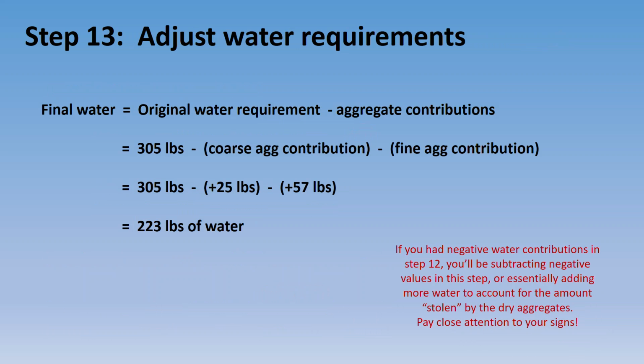So then step 13 is to adjust the water requirements. The final water requirement is equal to the original water requirement minus the aggregate contributions that we just calculated. We originally needed 305 pounds of water. We're going to subtract out the coarse aggregate contribution, and we're going to subtract out the fine aggregate contribution, which is 305 minus a positive 25 and minus a positive 57. Both of those aggregates had excess water, so we need to subtract that out of our water requirements.